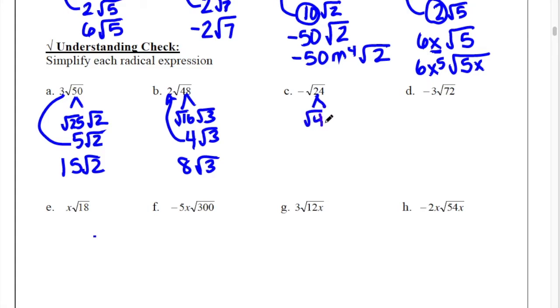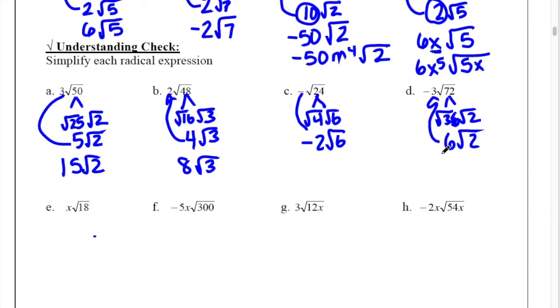24 is 4 and 6, so that's 2 root 6. Negative 1 times 2 is negative 2 root 6. 72 is the square root of 36 times the square root of 2, which is 6 root 2. 6 times negative 3 is negative 18 root 2.